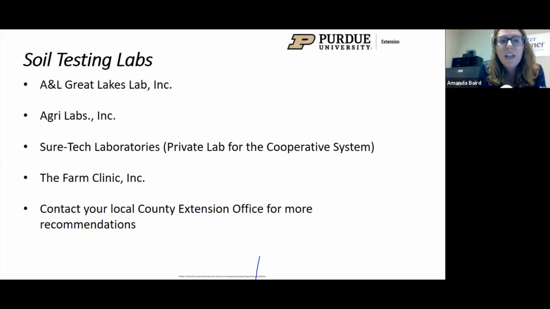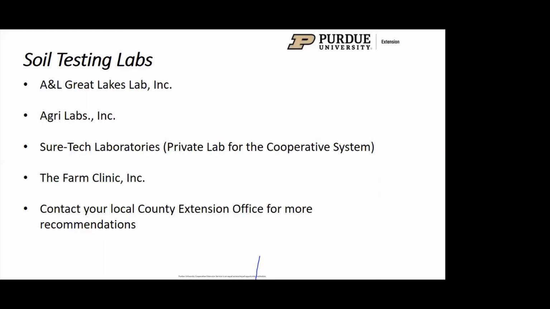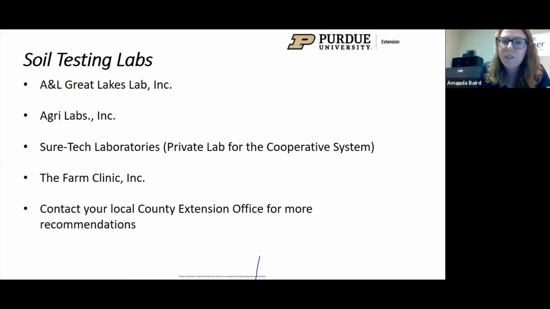But for example, if you go to A&L Great Lakes, because they're the first one, they'll have examples of what their reports look like. And so you want it to be easy for you as a homeowner to read. Because if you have that sample test, but you don't know how to read it, then it won't be as easy for you to implement something such as adding a fertilizer.